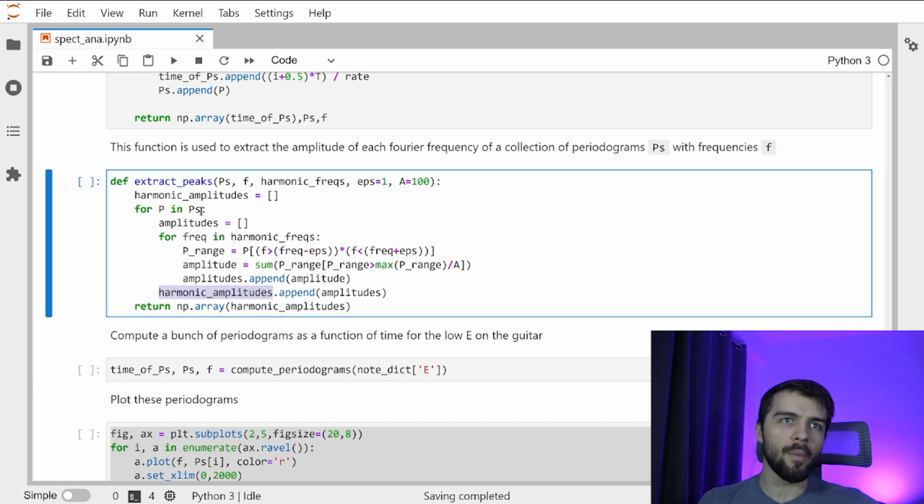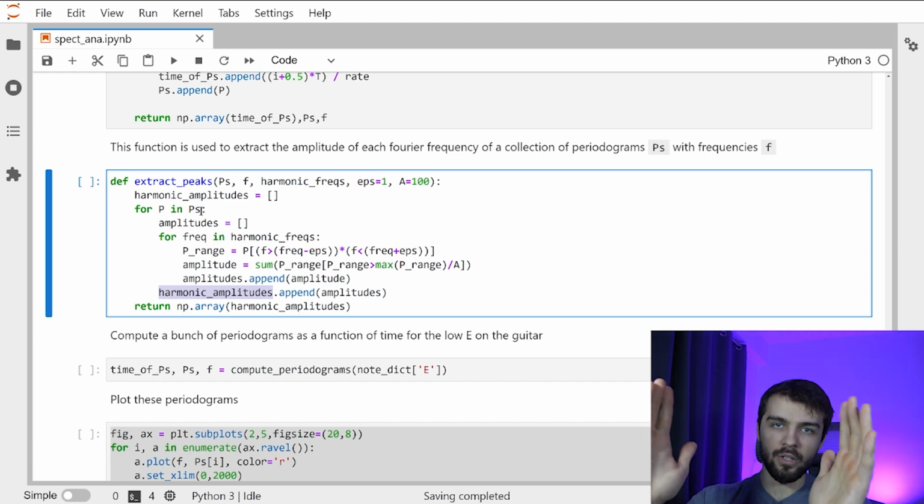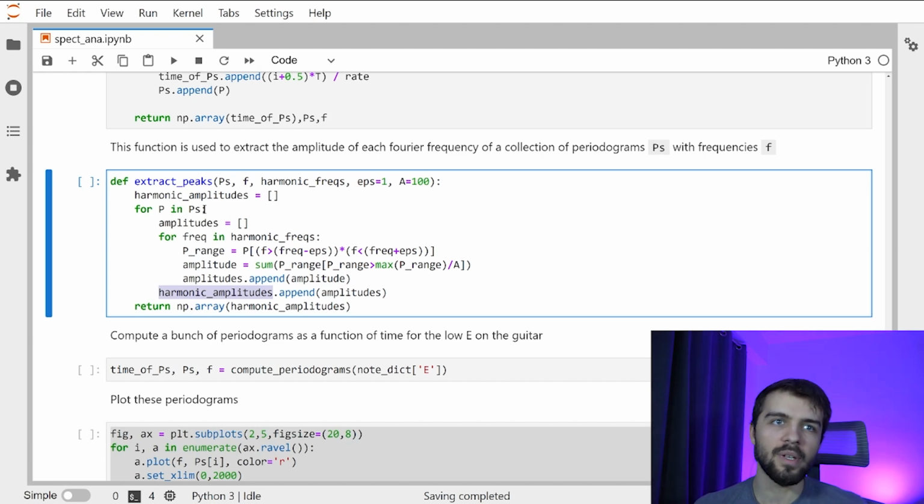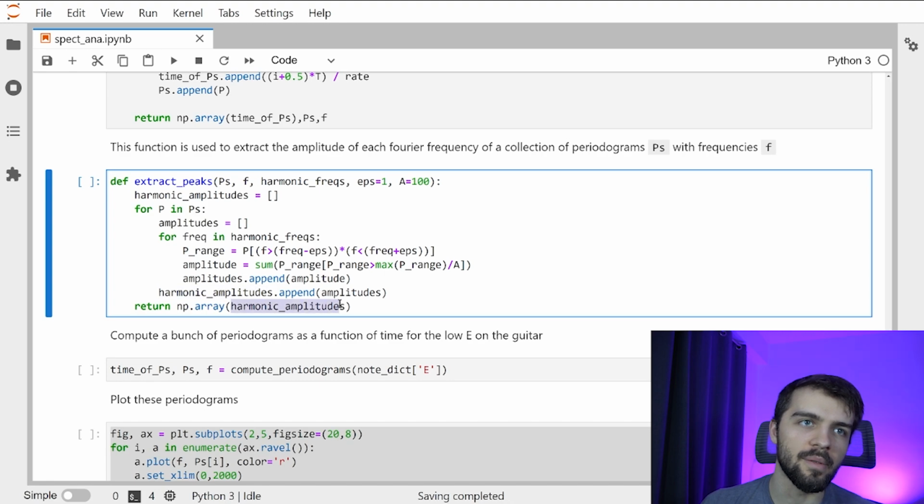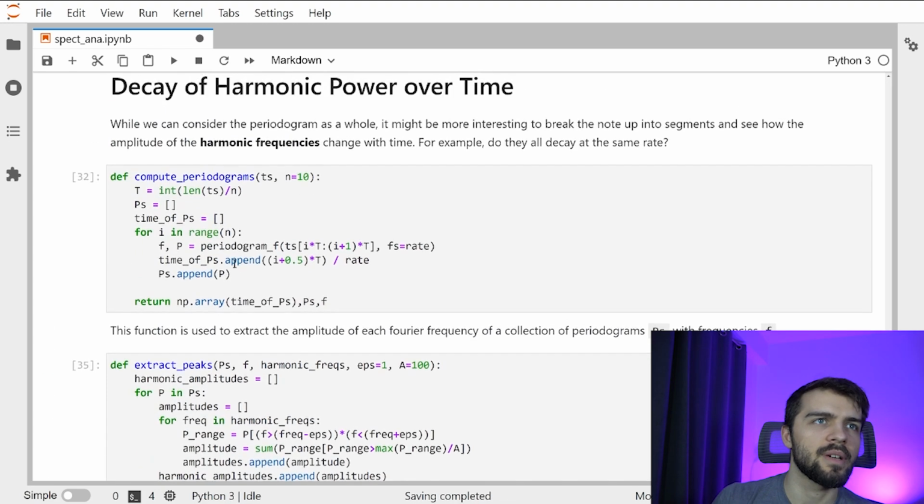Then I loop through all my periodograms, and I get the first 10 harmonic frequencies for the next periodogram. So really this harmonic amplitudes is like a 2D array. So this is my second function. Make sure I define it.